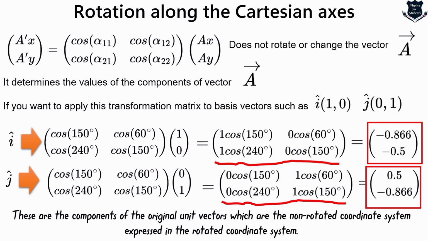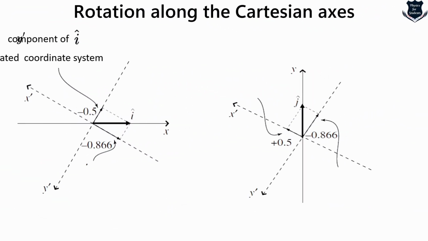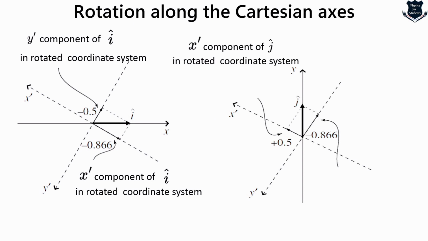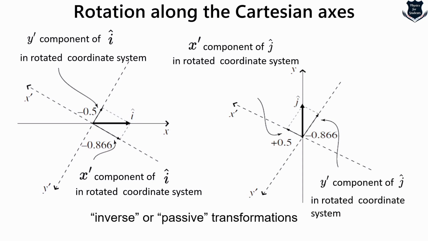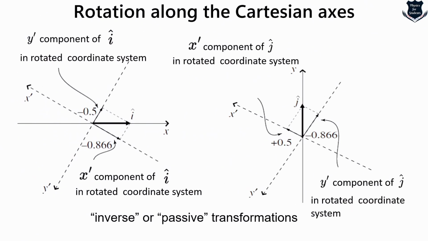Now let us look at this as an illustration with a figure in the next part of the video. Here you can see this is actually the y component of I hat, that means the unit vector in the rotated coordinate system. This one is the x component of I hat in the rotated coordinate system. This one is the x component of j hat in the rotated coordinate system, and this value is the y component of j hat in the rotated coordinate system. So this makes things quite clear how the rotation works, and it is the original, non-rotated coordinate system which is expressed in terms of the rotated coordinate system. So this is something which is called inverse, or passive, transformation. These things will also become much clearer.